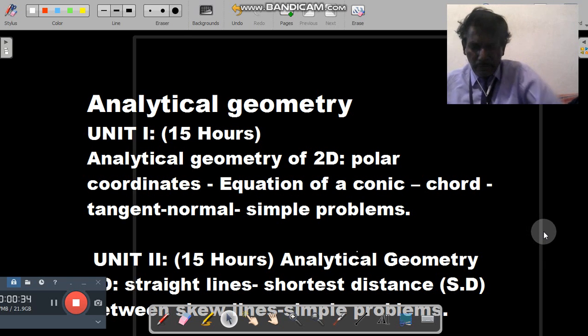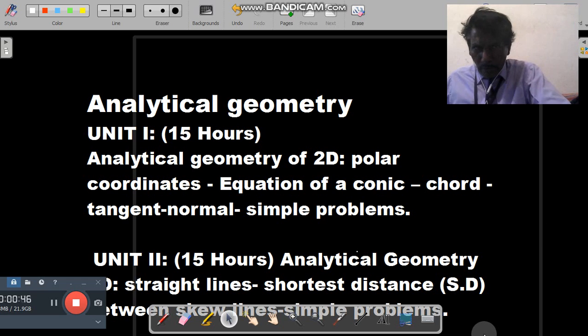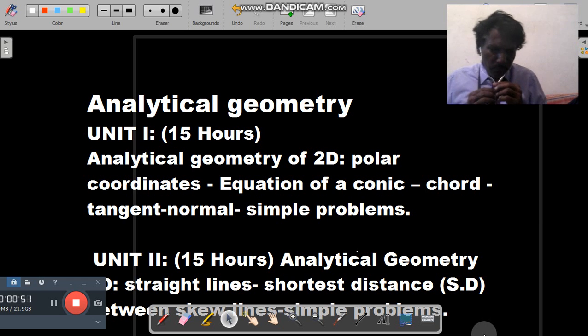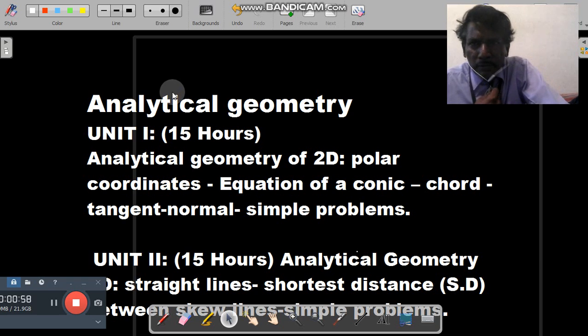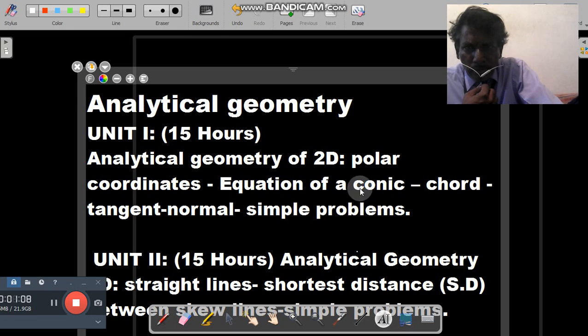Okay. Right. So, very interestingly, that's what I am going to discuss now about analytical geometry. Let me talk about what analytical geometry is and all those things. It consists of 5 units. That's what you have to see here.